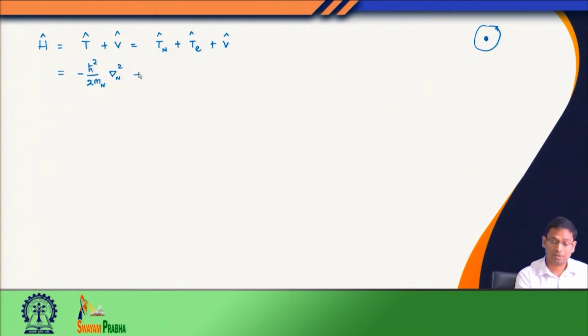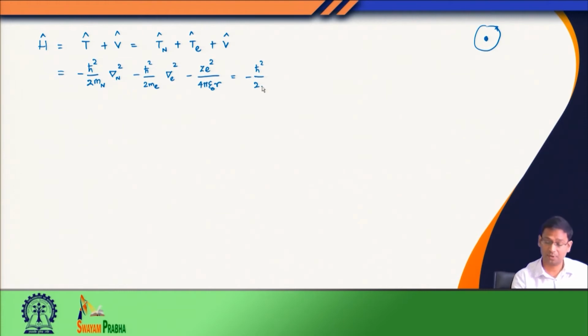Similarly, for the electron's kinetic energy, we can write down, where m_e is the mass of the electron, and this is the Laplacian corresponding to the electron's position, or the electronic coordinate. Then we have the potential energy, which is a Coulombic attraction between the electron and the nucleus, and this is what we have obtained.